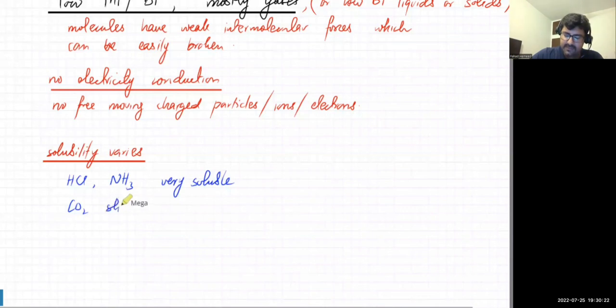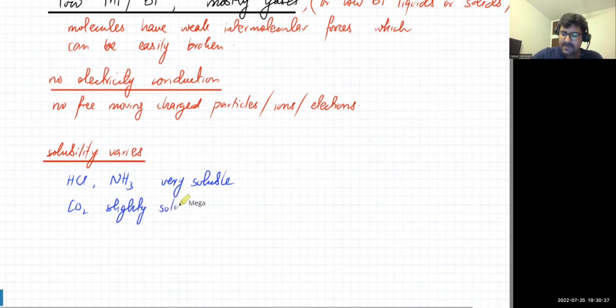slightly soluble, very slightly soluble. When you open a can of fizzy drinks, it's carbon dioxide that is dissolved in those drinks, but it's slightly soluble. So when you let go of the cap, most of the carbon dioxide comes out in the form of bubbles. If it had been very, very soluble, it would not have formed bubbles. It would have stayed inside the Coke or Pepsi or whatever you're drinking. But since it's very slightly soluble, it comes out and becomes undissolved.